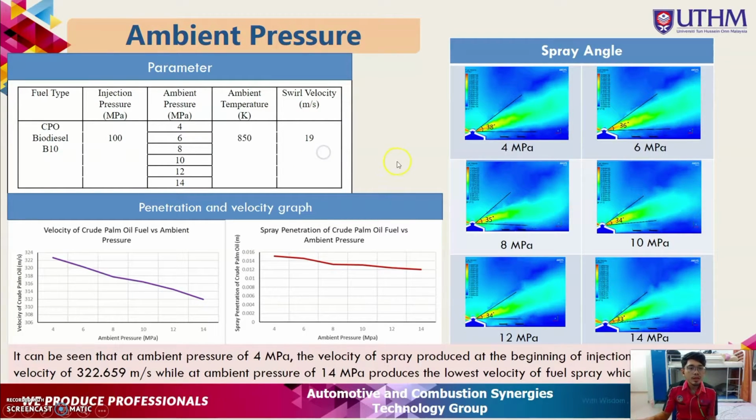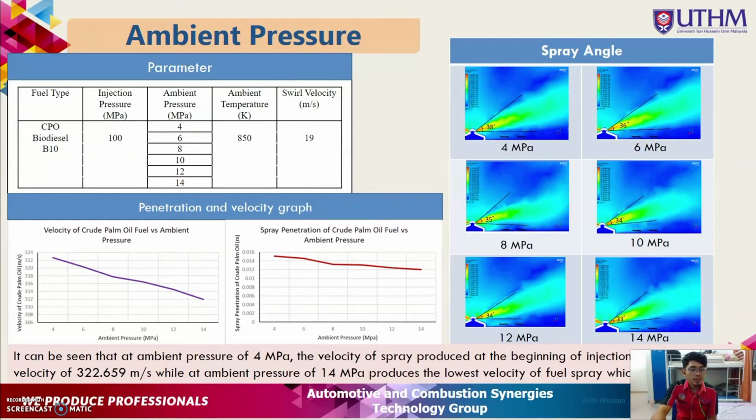Okay, next is ambient pressure. The injection pressure was fixed at 100 MPa, the ambient temperature fixed at 850 Kelvin, and the swirl velocity is fixed at 19 m/s. Ambient pressure is changed to 4 MPa, 6, 8, 10, 12 and 14 MPa. The first graph shows us the velocity graph against ambient pressure.